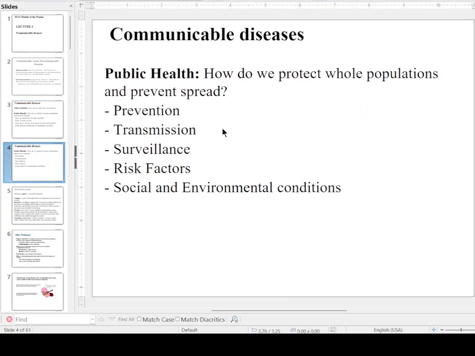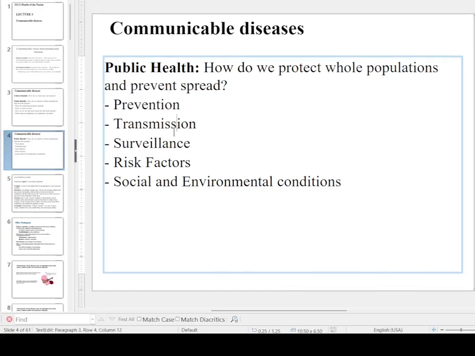The best way to achieve that is to find the weakest link in what's called a chain of infection, and that's going to be transmission. To interrupt the microbe from getting from the infected person to somebody who's not yet infected.